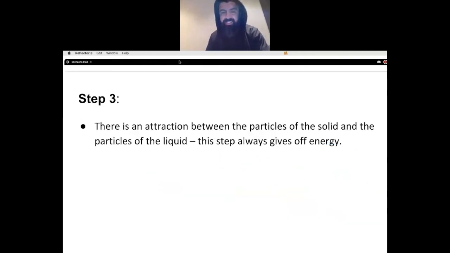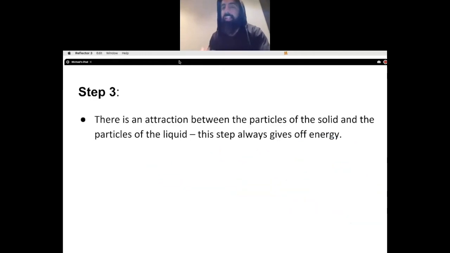And the last thing is that there is an attraction between the particles of a solid and the particles of a liquid. And this step will give off energy. Now, let's redraw that NaCl. Let me change the color here. So we've got the NaCl, and we break apart the NaCl. So we break apart the salt.